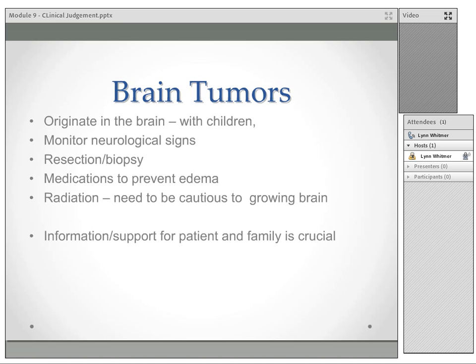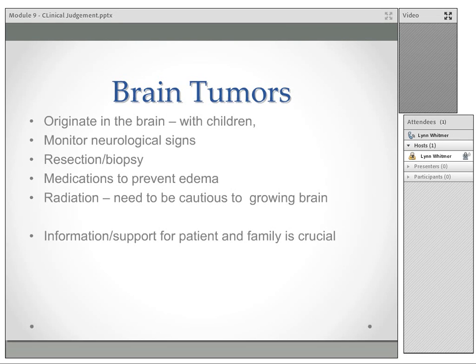These originate in the brain, again, in children. It's not like adults who have these grow later on. These have been there, but because of the rapid growth, we usually can find them pretty quickly. The way we identify them is seeing the changes in the neurological signs, so level of consciousness, gait, ability, motor function. That's why it's very important that you know the milestones of children.